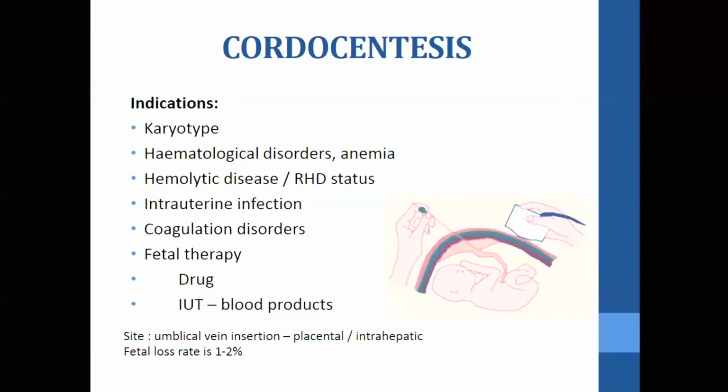Now coming to cordocentesis. Cordocentesis can be done for karyotyping, for hematological disorders, to look for fetal anemia, any hemolytic disease, to look for fetal RhD status, in cases of intrauterine infections, to look for coagulation disorders, and also to provide fetal therapy in the form of drugs and intrauterine blood transfusion. The site may be the umbilical vein, or it can be intrahepatic transfusion. The fetal loss rate is around 1 to 2%.